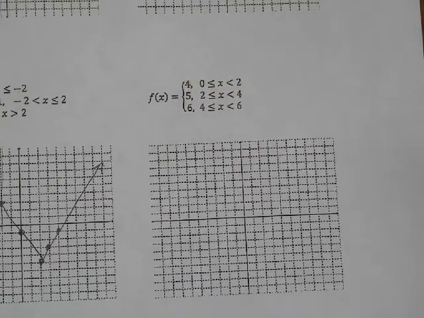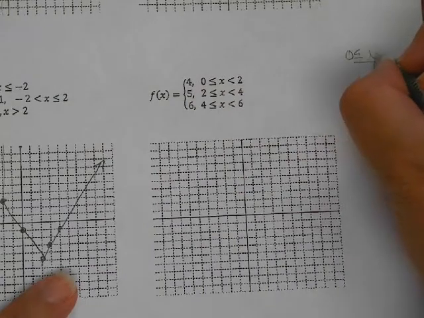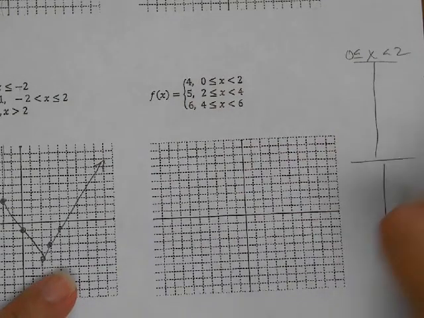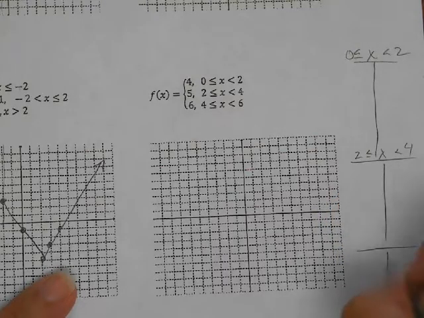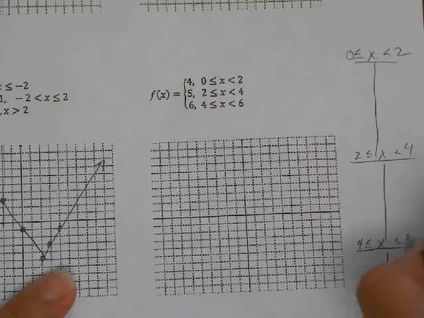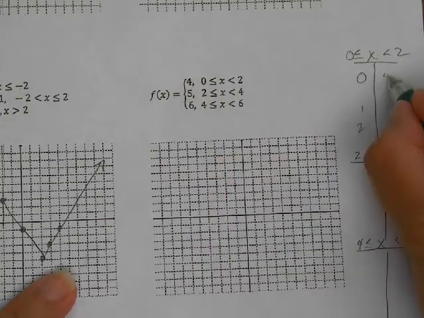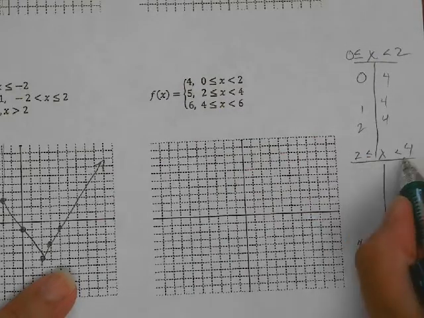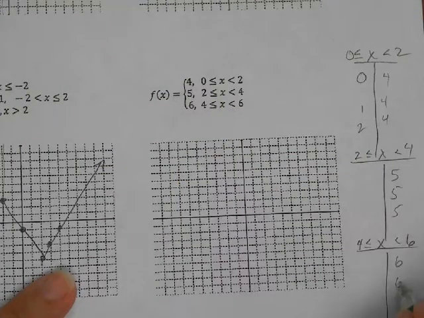So if we think about this one like setting up a table, this would be 0 to 2. This would be 2 to 4. And this one would be 4 to 6. So when I try numbers between 0 and 2, I'm always going to get 4. When I try numbers between 2 and 4, I'm always going to get 5. And when I try numbers between 4 and 6, I'm always going to get 6.